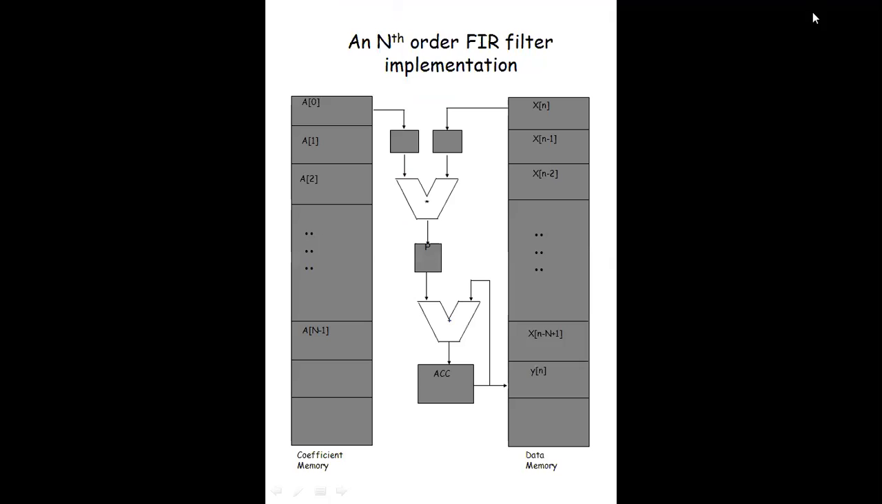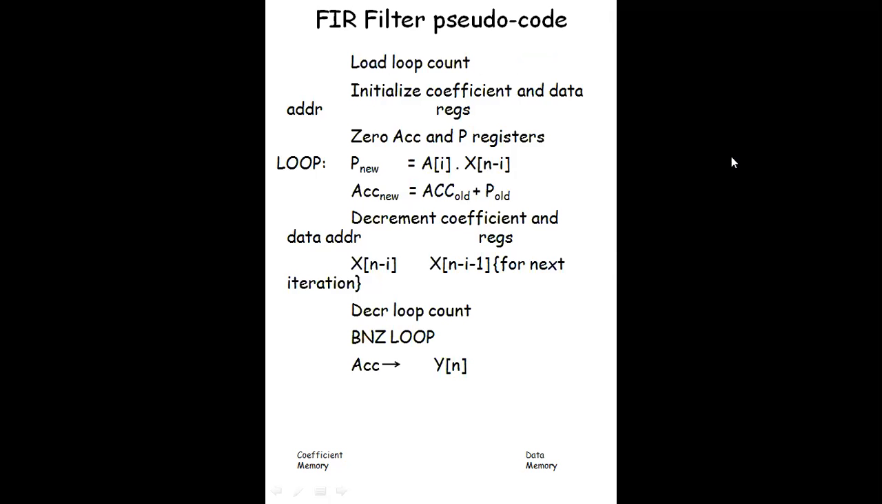How do we implement an nth order FIR filter? In the case of an nth order FIR filter implementation, we have a(0), a(1), a(2), and finally a(n-1), which need a coefficient memory. Whereas x(n), x(n-1), x(n-2) up to y(n) need a data memory. Everything is stored using an accumulator.